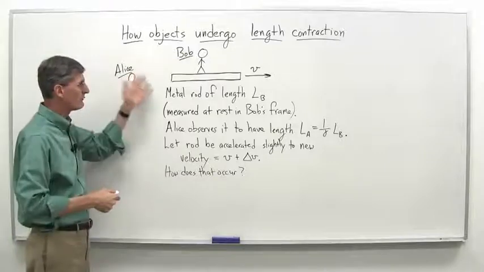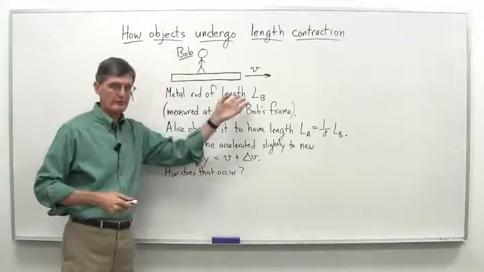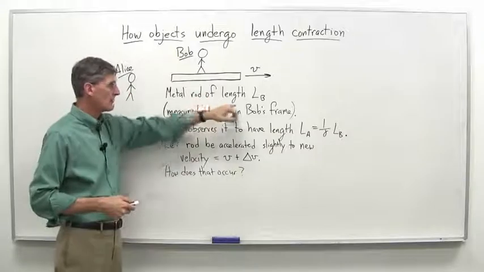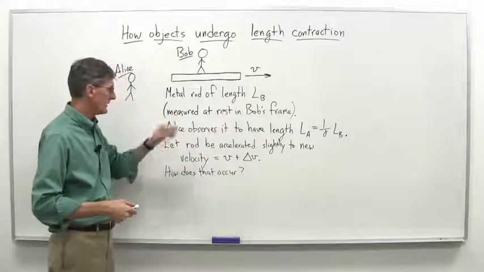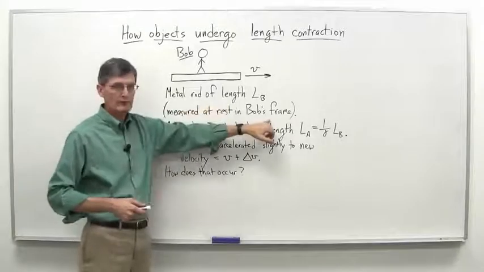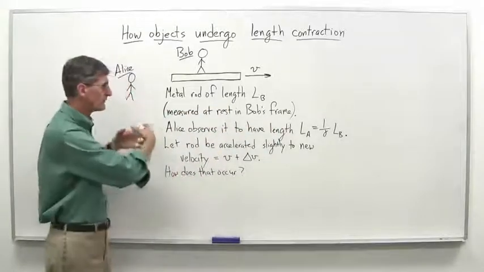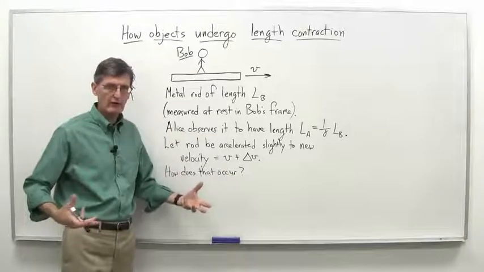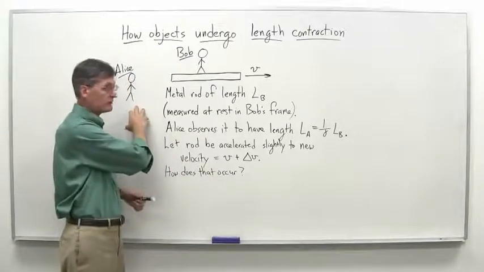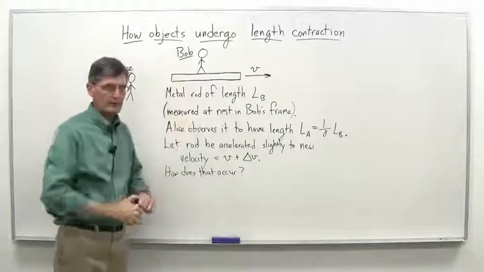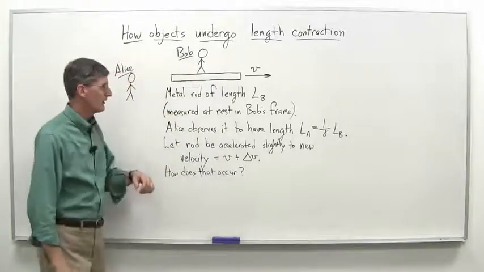So here we have Bob. Instead of on a spaceship this time, we'll put him on a metal rod of length L sub b, going at some velocity v. And that length is measured at rest in Bob's frame. So again, in his frame of reference, he's just standing on the rod. He's not going anyplace. To Alice, however, who's observing him, sees Bob on the metal rod going by at velocity v there.